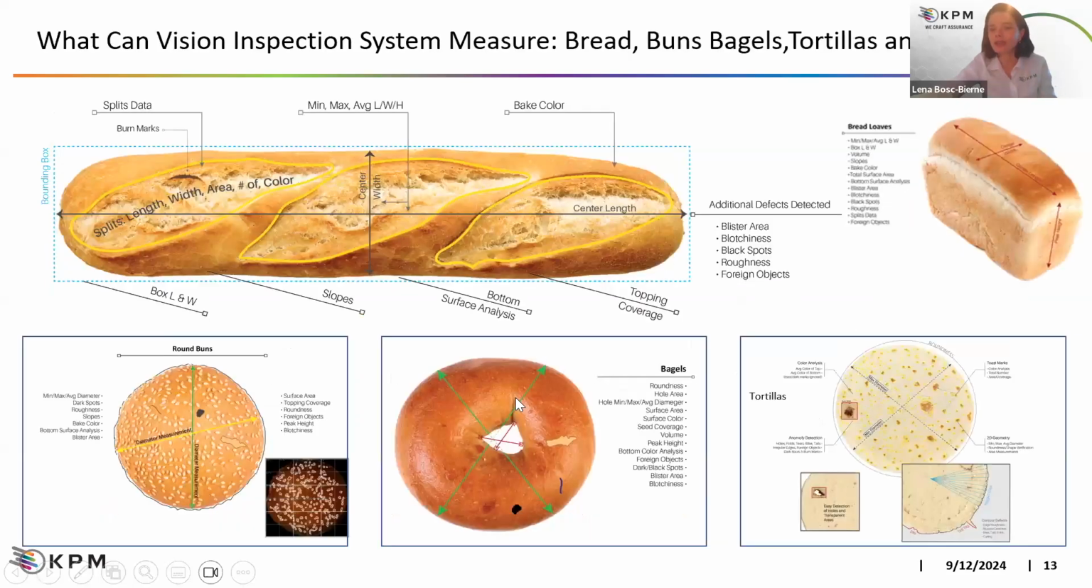And of course, depending on the product, the key aspects of the final product will be different. So we will not be measuring the same thing for a baguette, for a bun, for bagels, for a tortilla, or whatever. We can adjust according to your specific production and also to your specific needs. If you need to spot a very small black spot behind your product, this is something that we can think of. I mean, we can tailor it specifically for your needs and for your challenges.